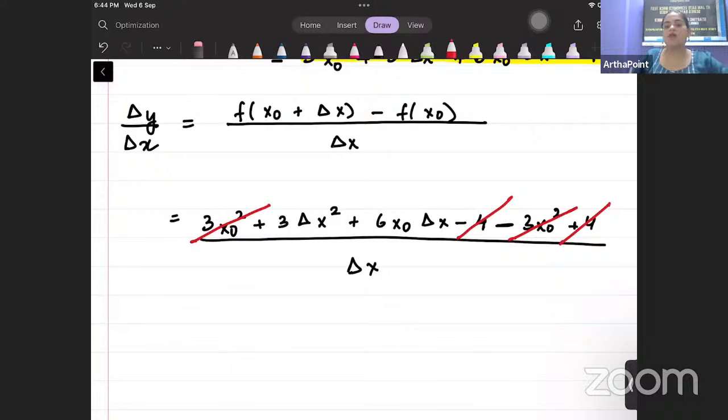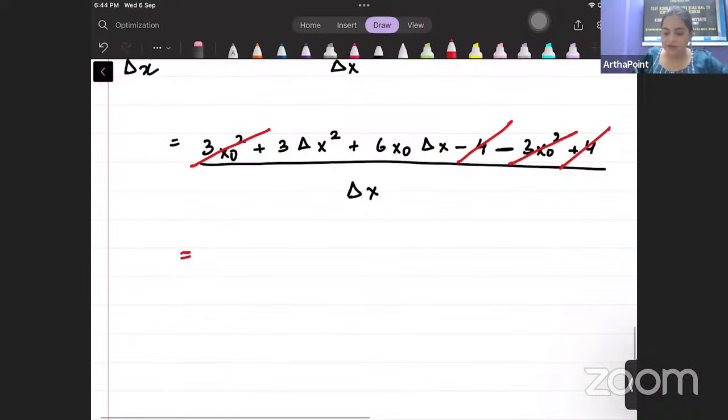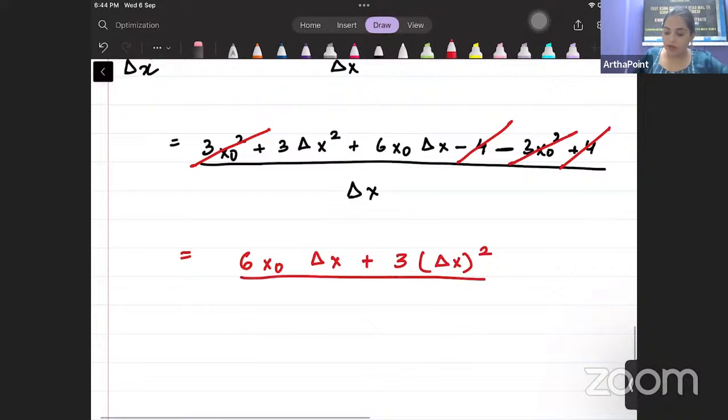This cancels out. So you will be left with 6 x naught into change in x plus 3 change in x whole square upon change in x. This is your first question, the first example of the book, Chapter 6, AC Chiang. This is your first example.